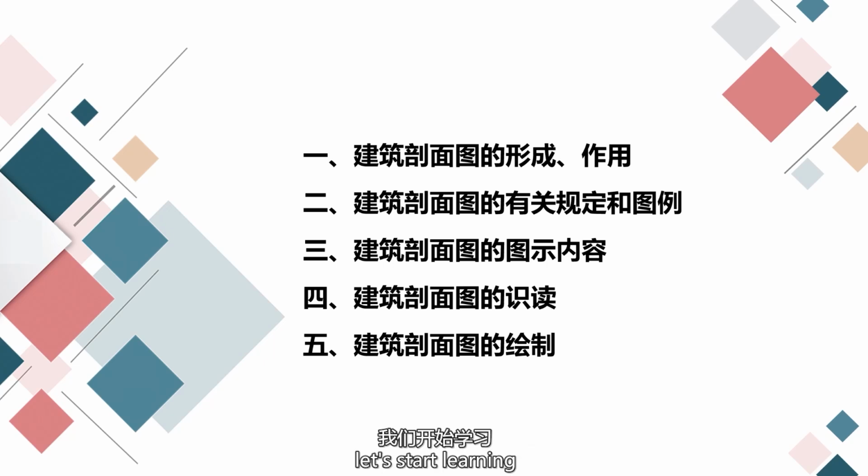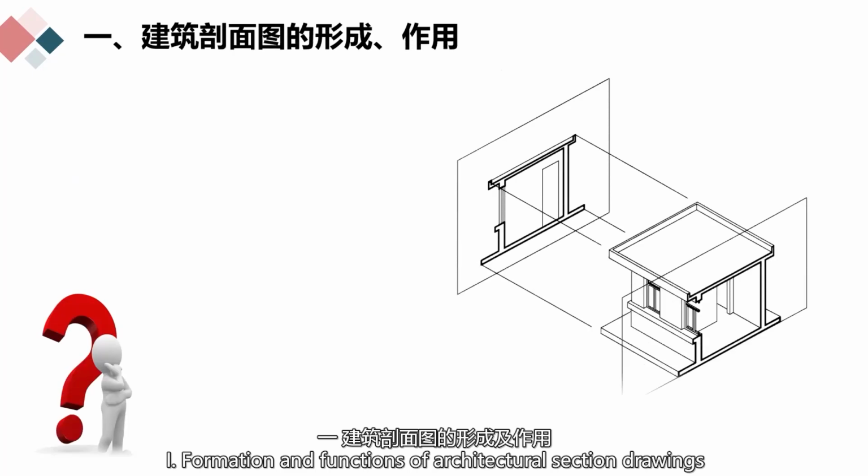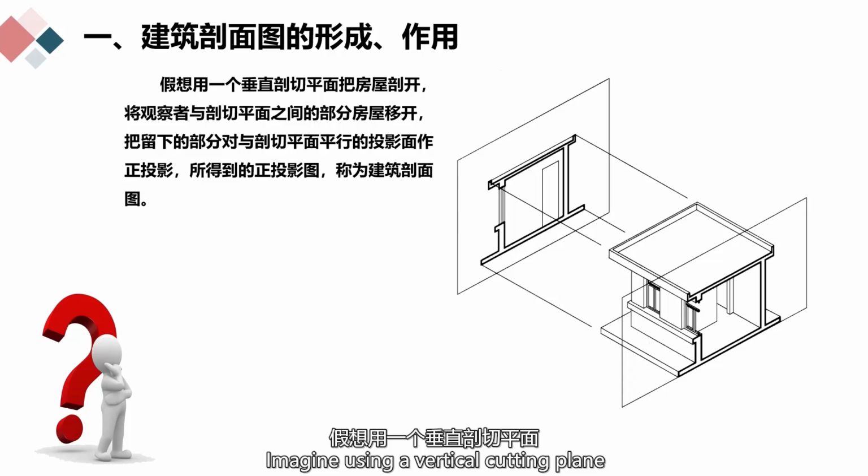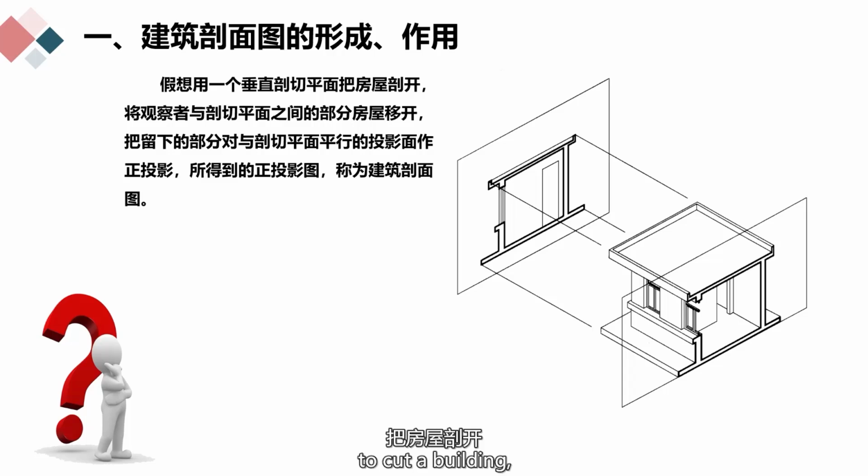Next, let's start learning the knowledge required to master architectural section drawings. First, formation and functions of architectural section drawings. Imagine using a vertical cutting plane to cut a building. Remove the portion of the building between the observer and the cutting plane, and make a front view of the remaining part on a projection plane parallel to the cutting plane. The resulting front view is called the architectural section drawing.